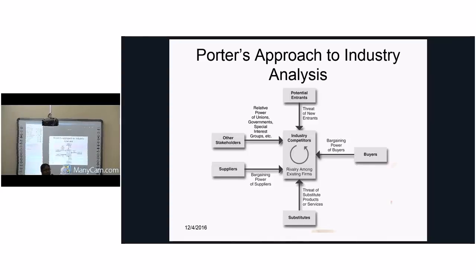Then buyers. Buyers also have power, the bargaining power. Through their bargaining power, they exert power over you and your competitors. Then substitutes: they also put a threat over you, the threat of substitute products and services. So, substitutes also exert power over you and your competitors. And suppliers also have power.